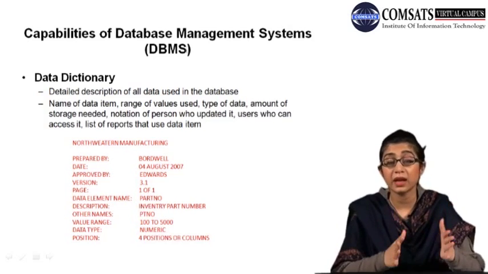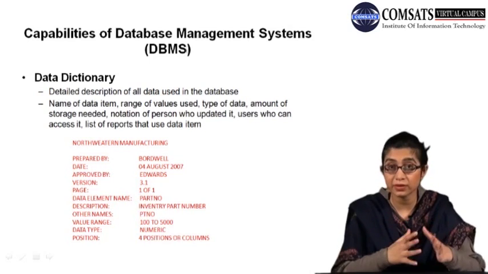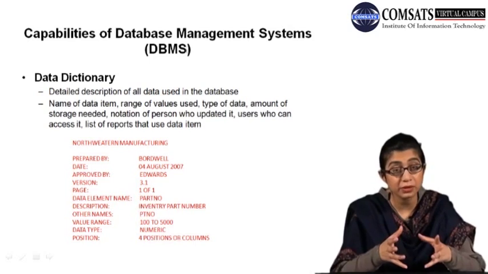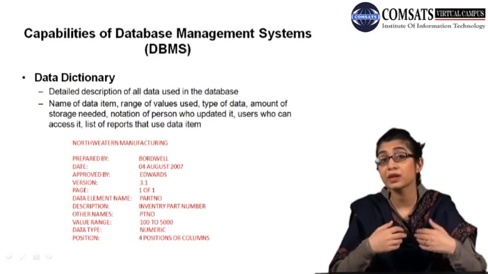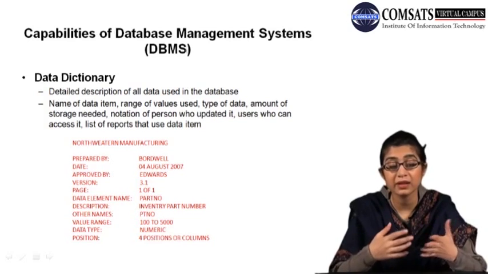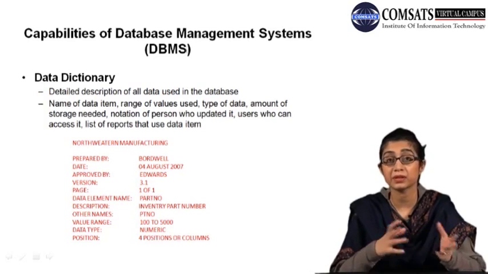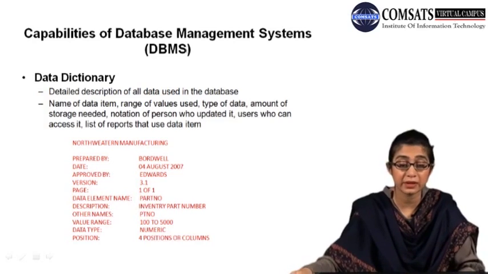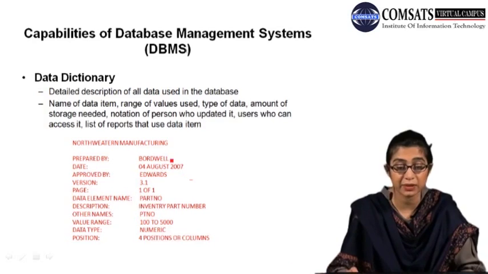For example, it has information about the name of the data item, the range of the values that are being used, the type of data, the amount of storage that is needed, the notation of the person who updated it, who accessed it, who updated it, users who can access it, a list of reports that use the data item, as well as a number of pages that are being used. So here we can look at one example. A small example of a data dictionary has been given to you.